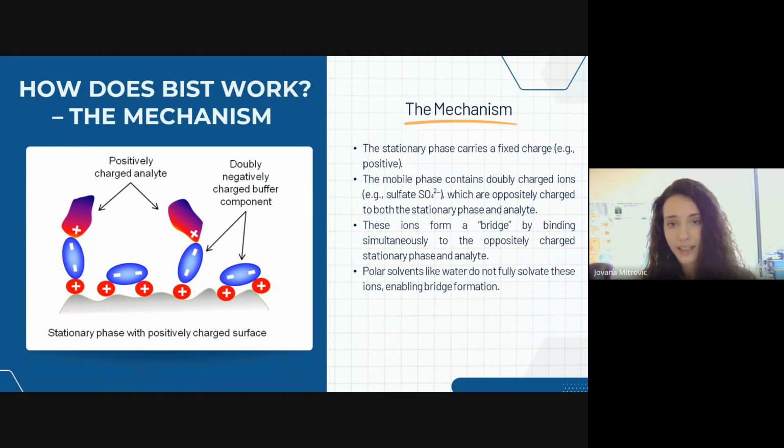One more critical factor here is solvent polarity. In highly polar solvents like water, ions are strongly solvated, meaning they're surrounded and stabilized by water molecules. And this solvation weakens their ability to form ionic bridges. But when we increase the organic content by adding something like acetonitrile, we reduce solvation. And the sulfate ions, for example, are now free to interact directly, which strengthens the bridge and improves retention.